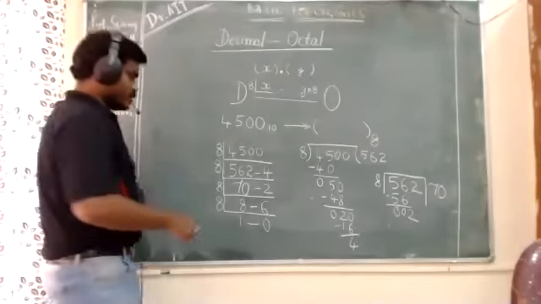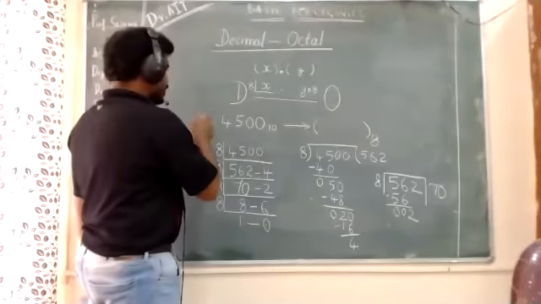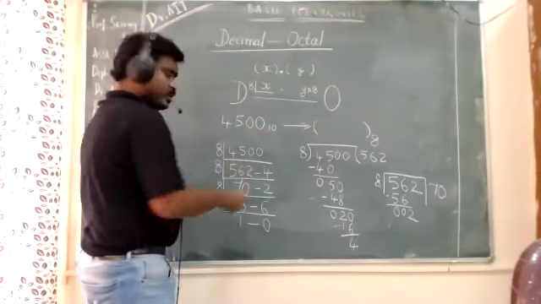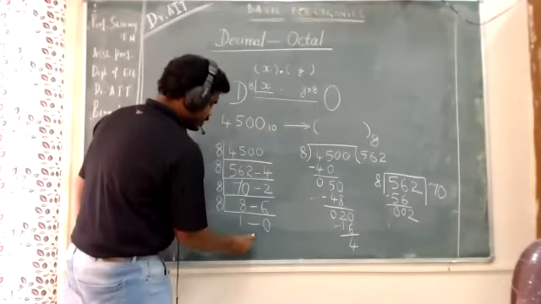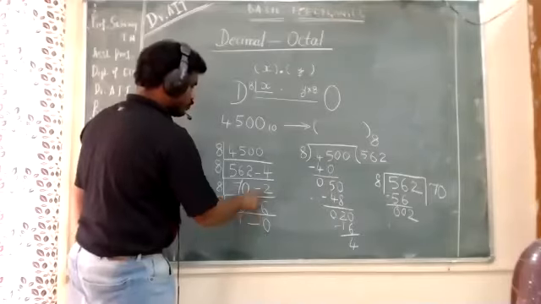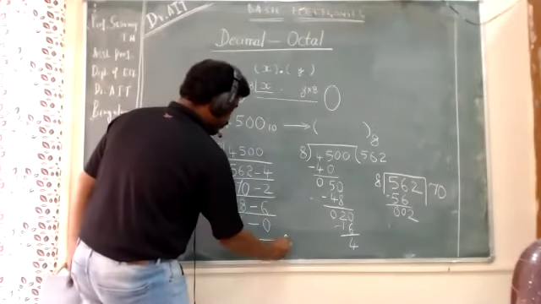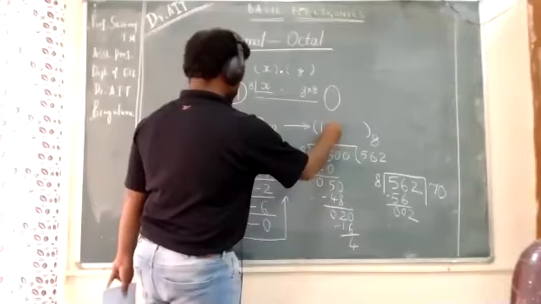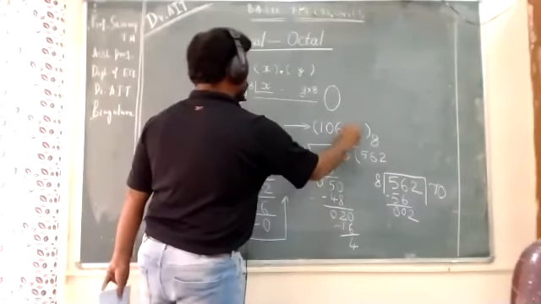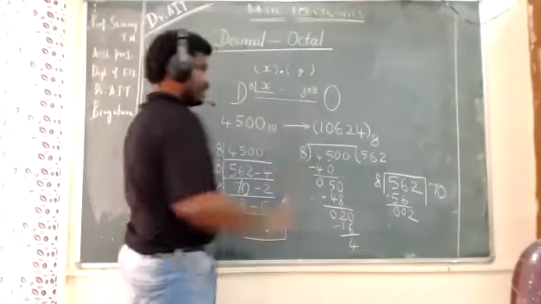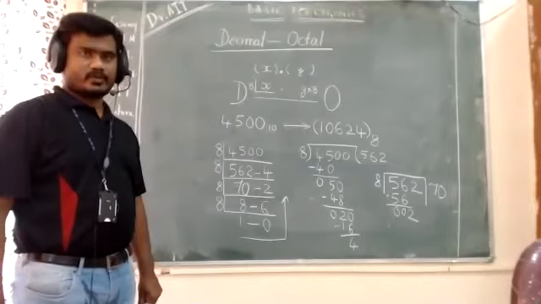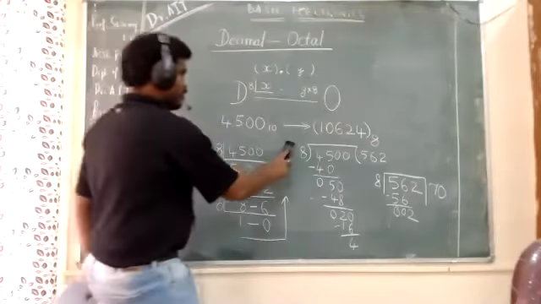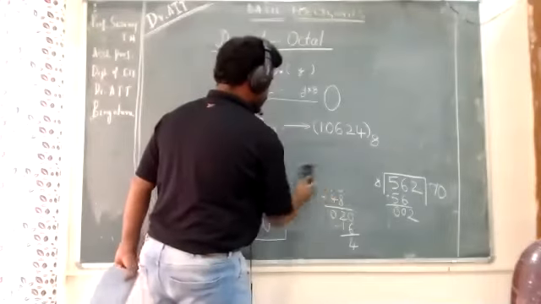So now, for the decimal number 4,500, what is the octal equivalent? The octal equivalent is 10624, like this. Okay. I hope everyone understood this technique.